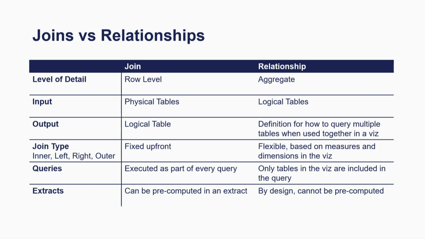In terms of extracts, an extract is when you take your logical table and persist and store the result. Since joins produce a fixed output, a join can be extracted. Since relationships do not produce a fixed output, you cannot persist the result or store it in an extract. But that said, you can still create extracts from tables that have relationships. We will extract each logical table in a multi-table extract.